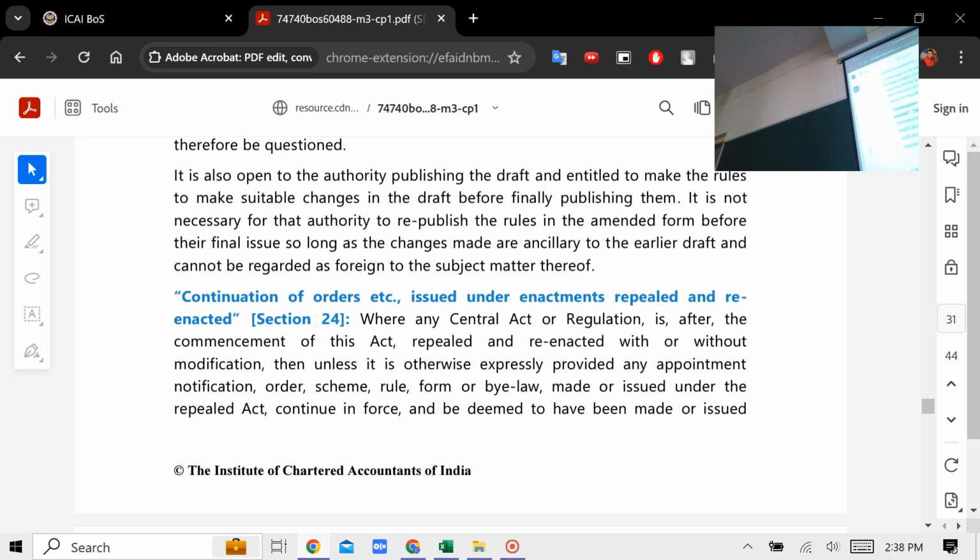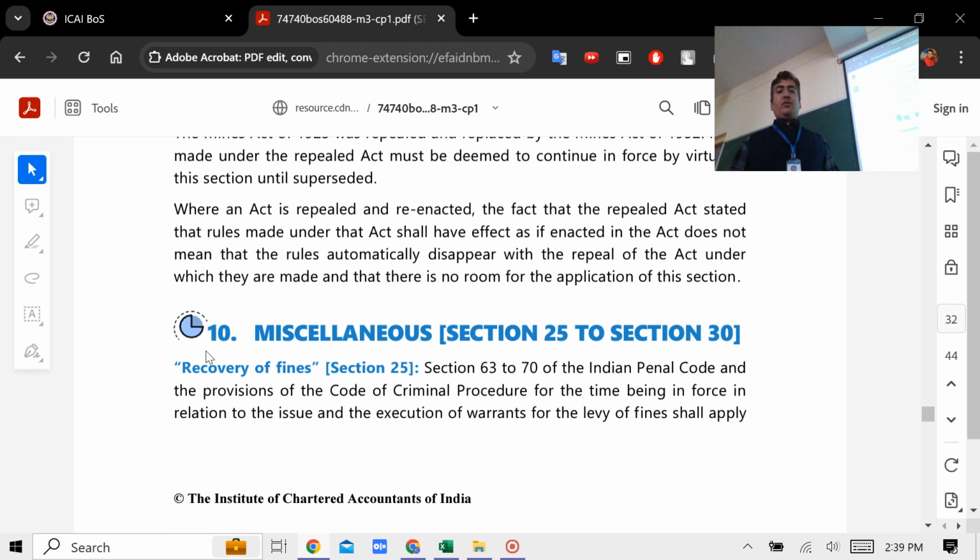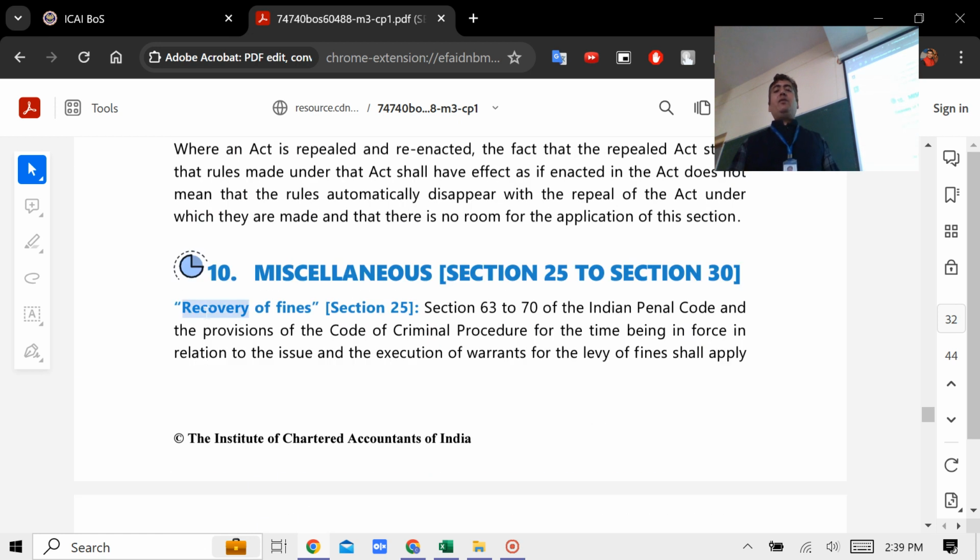So now we are moving towards, I would say, section 25 to section 30, which is talking about miscellaneous. So what do you mean by the term miscellaneous here? You see, section 25 is talking about the penalty and the punishment. Did you see that? Come to this. Recovery of fines, penalty and punishment, 25.